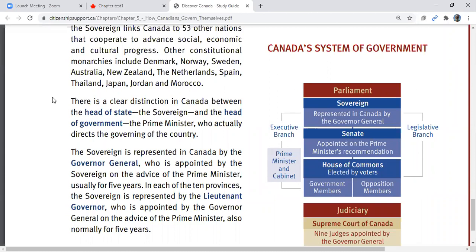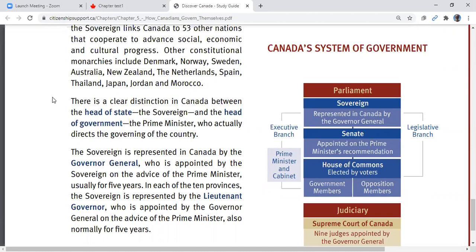So that's what I was saying. The prime minister kind of governs the country. He runs the country. But the head of state is just a symbol. So the queen is like a symbol. The sovereign is a symbol, but the head of government, the prime minister, he actually runs things. He runs the country. Yeah, very good.